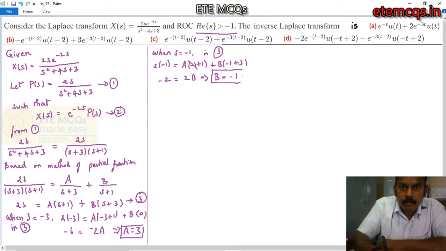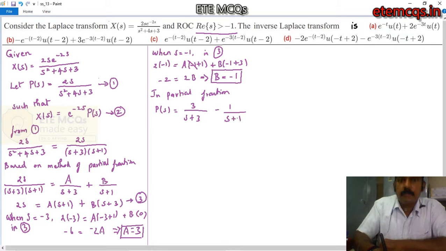Now we have found both A and B, which can be substituted in this partial fraction. So we have P(s) equal to A divided by s plus 3, where A is 3, so 3 divided by s plus 3, and B is minus 1, so minus 1 divided by s plus 1. So this is your P(s).